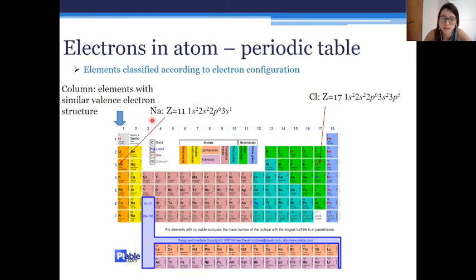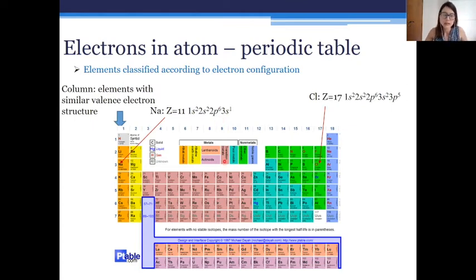So let's take the example of sodium. We saw that sodium has this electron configuration, and as you can see, on the outer shell it has only 1 electron in the 3s1. So it can give this electron to have a stable electron configuration, which would be 1s2, 2s2, 2p6. Okay, so it will be willing to give an electron.